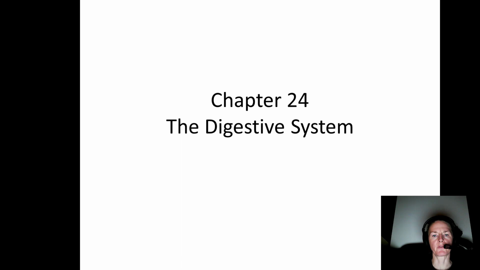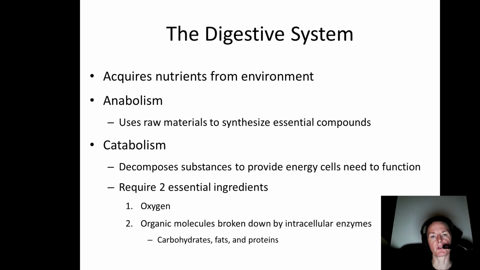Last time we did a brief overview of the digestive system, and now we're going to delve a little bit deeper and look at the histology and function of it, as well as what exactly it does. So the first question is, what is digestion? Digestion is acquiring nutrients from the environment. And we do this by what we call ingestion.